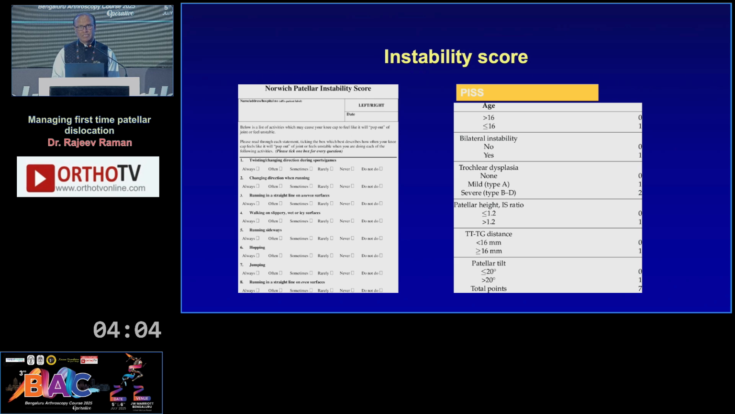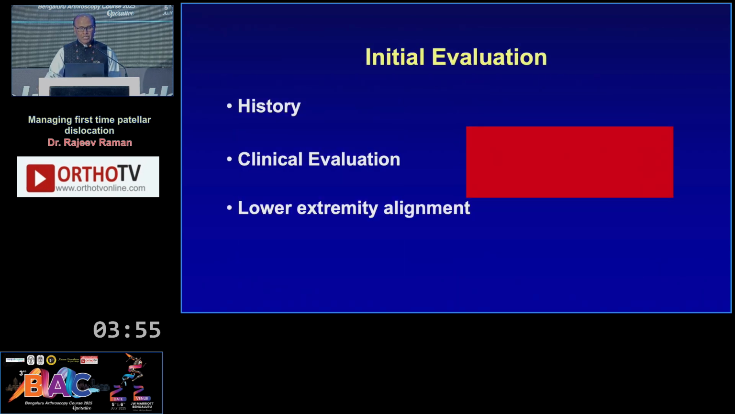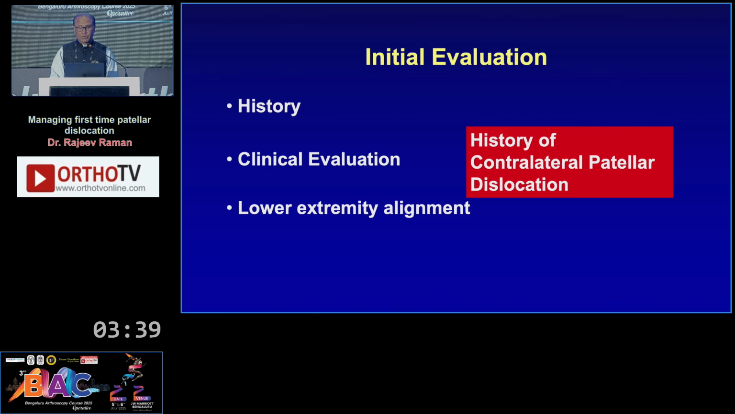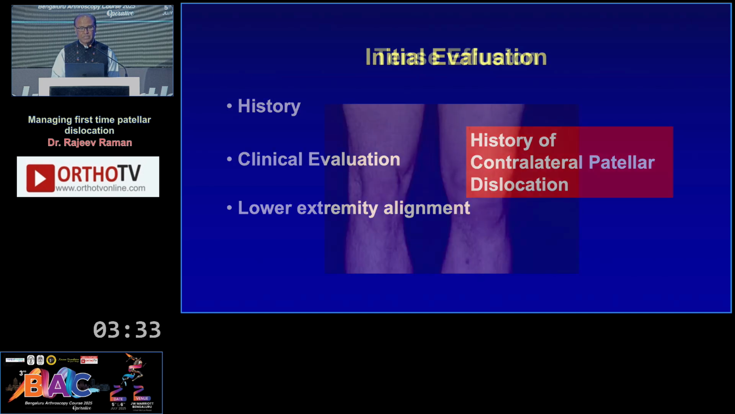But the ISAKOS study group prefers the Norwich patella instability score, so you have to tick, and again you have to assess the instability of the patella. So in the initial evaluation, what is important is the history, whether it's a first time dislocation. Sometimes the patient has a history of subluxation also in a previous episode. Do a thorough clinical examination, look at the alignment, the apprehension test, and see for contralateral patellar dislocation. A history of contralateral patellar dislocation always carries a high risk of recurrence.